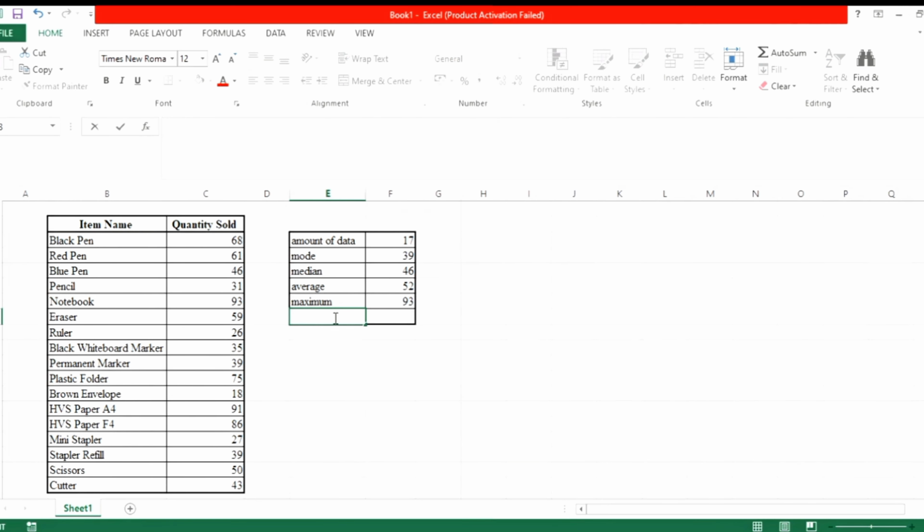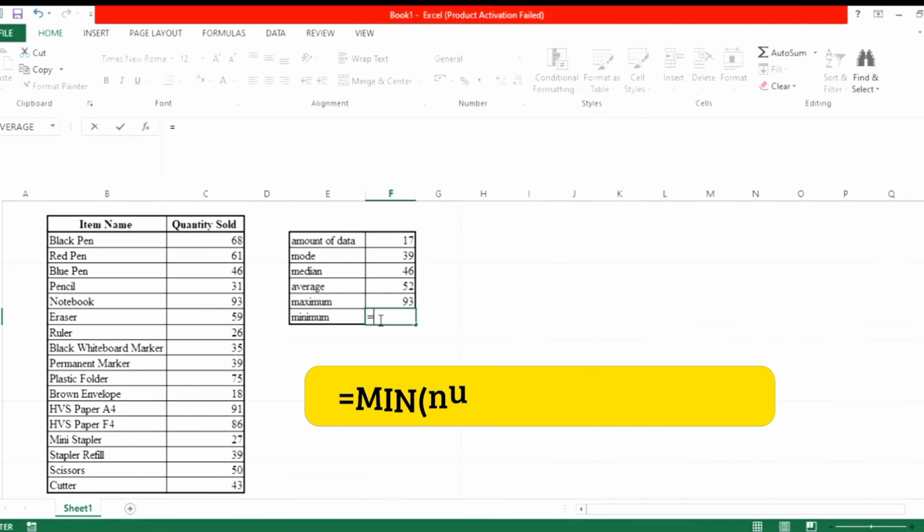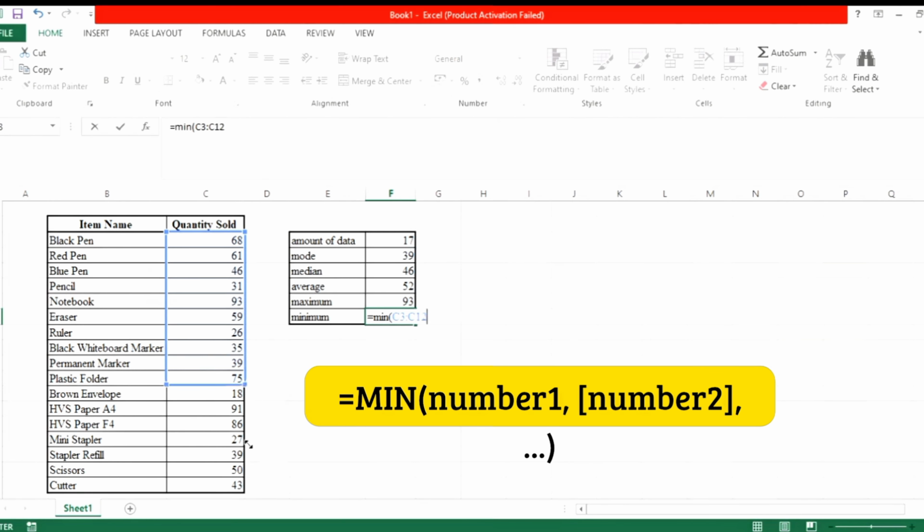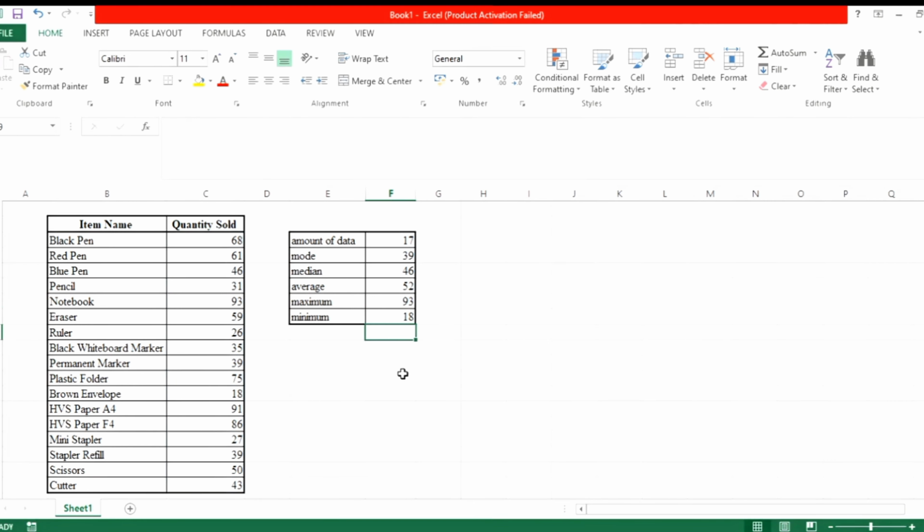What if it's the opposite? For example, you want to find the lowest value or the smallest value. Previously, the largest value was max, so the smallest value is minimum. So, the formula is equal MIN, just MIN. Open the parenthesis. Same as before, we plug the data again, C3 to C19. Close the parenthesis and enter. So 18 is the smallest value from the data that we blocked.